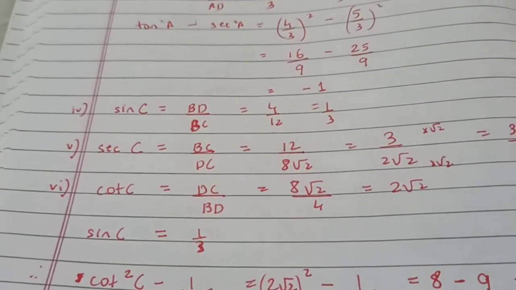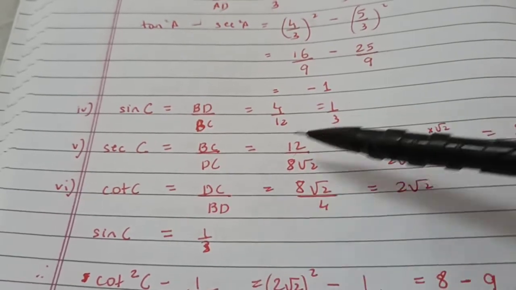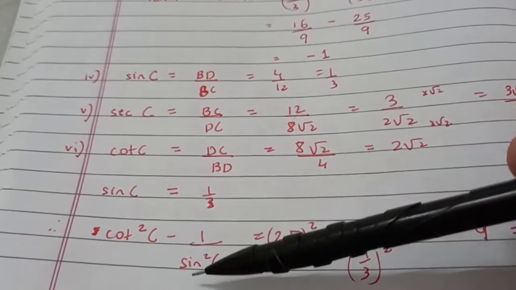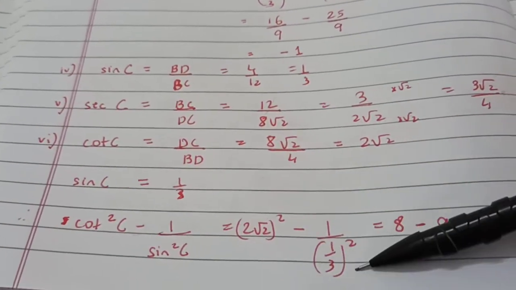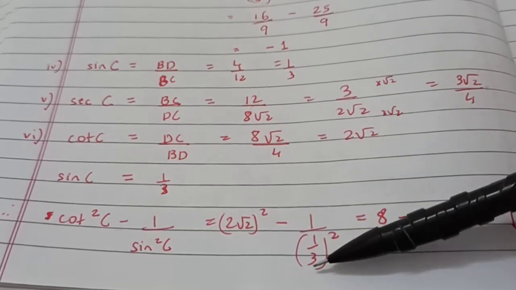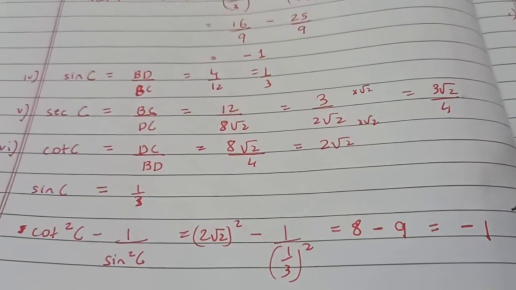Cot C. Sin C is 1 upon 3, that we already calculated here. So now they want cot square C minus 1 upon sin square C. So substitute the values, square them, denominator goes to numerator, and finally you'll get the answer as minus 1.